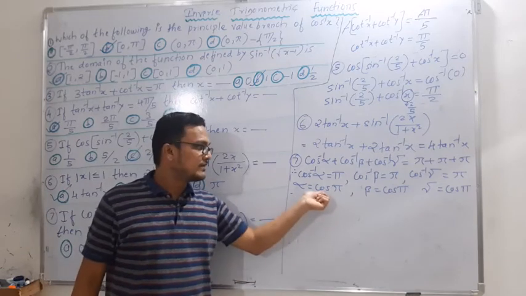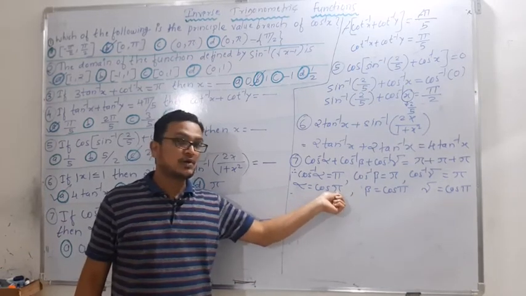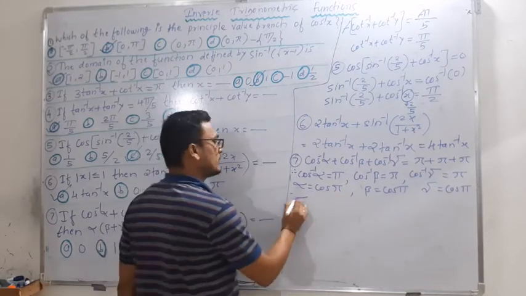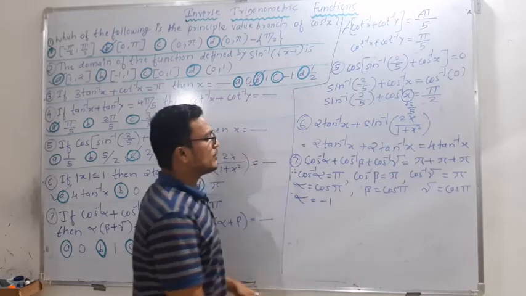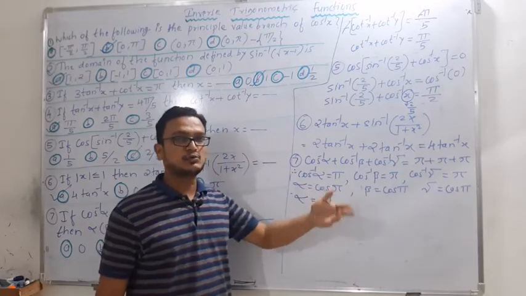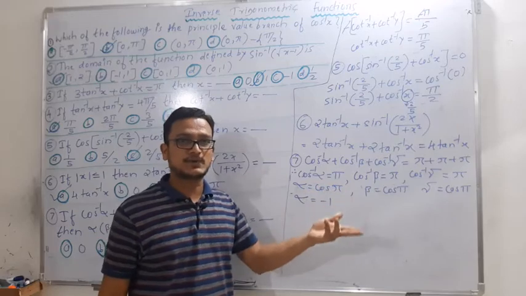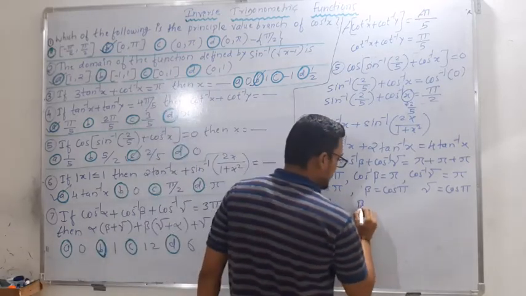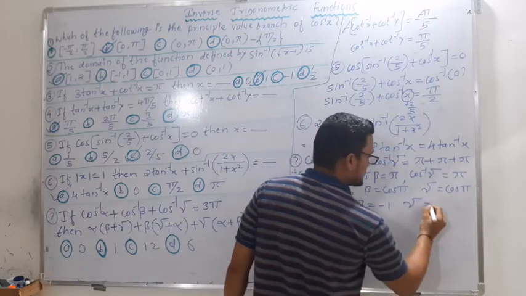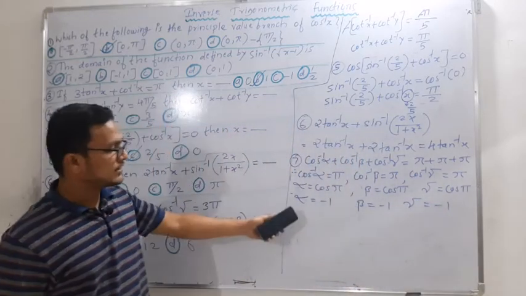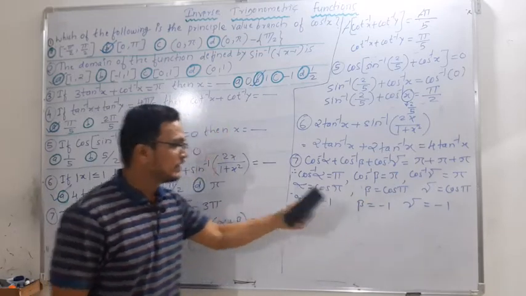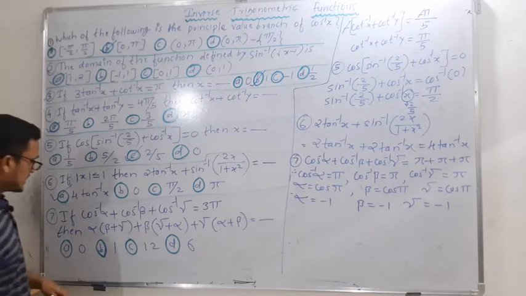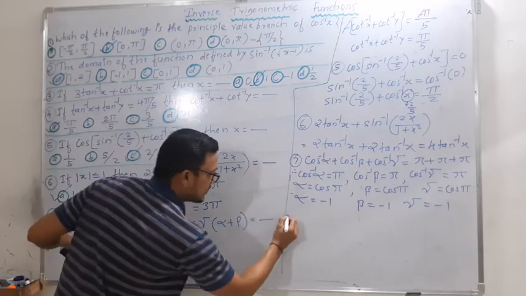When you have a cos function with an odd multiple of pi, then its value will always be -1. Suppose it is an even multiple of pi, like 2 pi, 4 pi, 6 pi and so on, then that value will always be +1. So here alpha is equal to -1, beta is equal to -1 and gamma is equal to -1. So here I got the values of alpha, beta and gamma. Now you can substitute these values in this expression. So what is that expression? Alpha is -1.